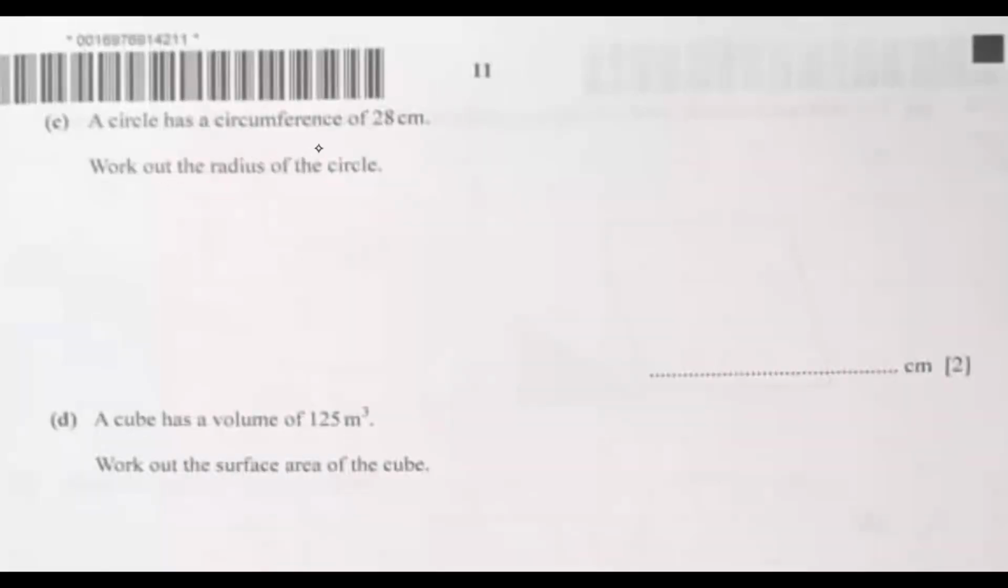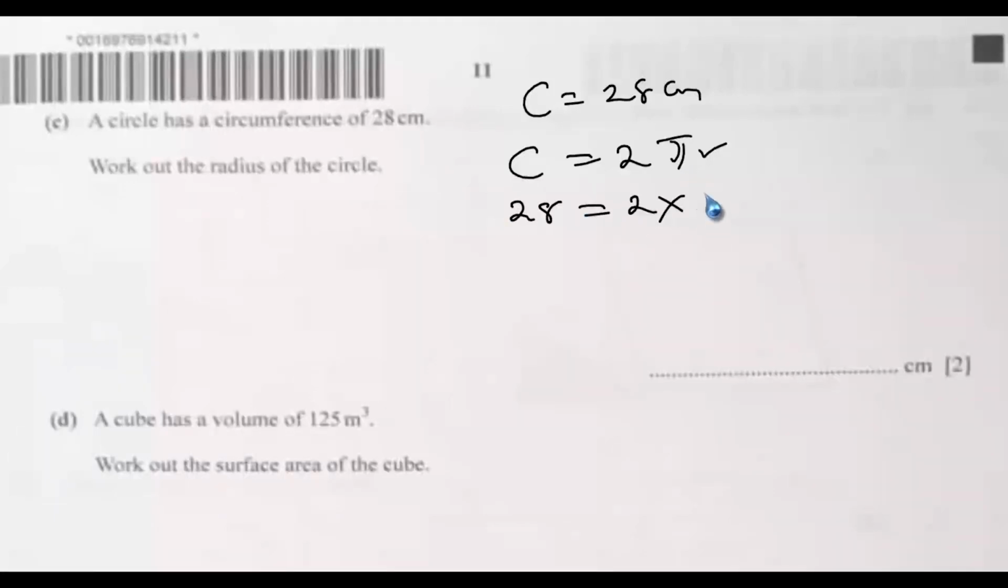So a circle has a circumference of 28 centimeters. Then we're asked to work out the radius of the circle. Okay, so if the circumference is giving us 28 centimeters, and we know that the formula for the circumference equals 2 pi r. Although this is the same thing as pi d, since I need to get the radius, I'll rather use 2 pi r. So let's substitute the values. This will be 28 equals 2 times the value of pi, 3.14, then times r.